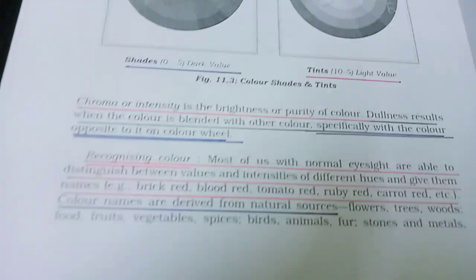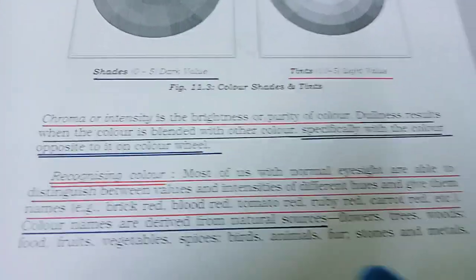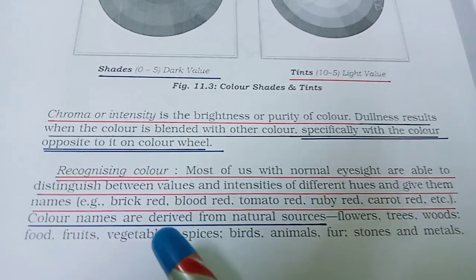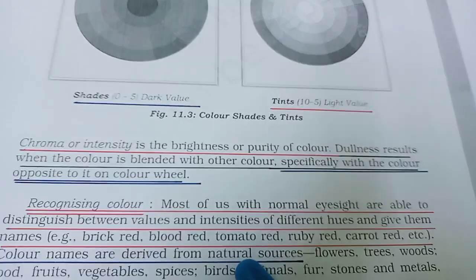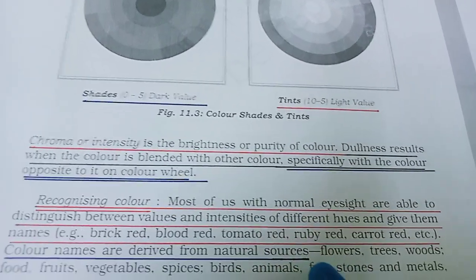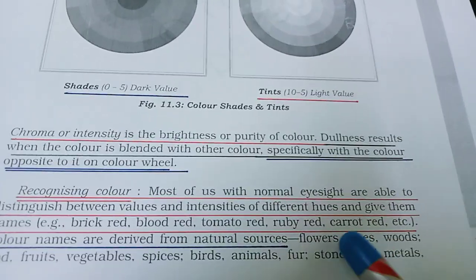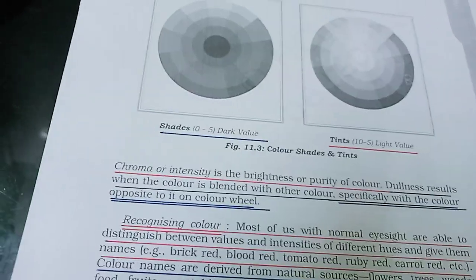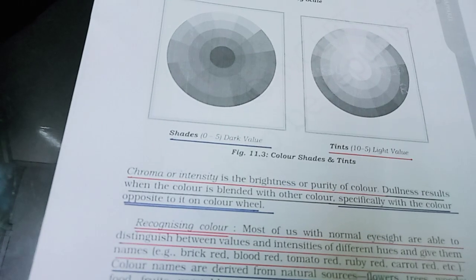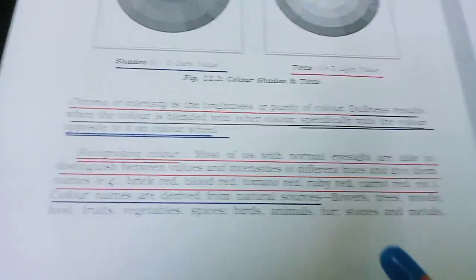Now next is recognizing the color. So normally these colors are also named with the help of natural sources. We say ruby red, carrot red, tomato red, brick red. So these colors are named by some natural resources also.